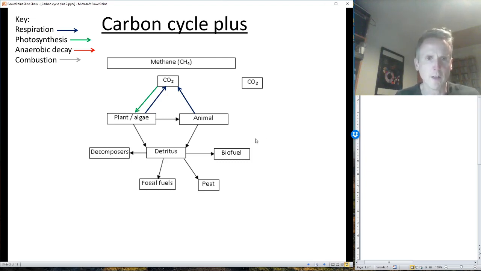Well, I've got plant and algae, they die and become detritus. Well, detritus is just dead stuff. Biofuel is just a fuel, that's not alive. Peat is like a rich soil type thing that we're going to learn about. Fossil fuels aren't alive. Decomposers, they're the bacteria and fungi, they're alive. Therefore, I need an arrow from there going back to CO2 in the atmosphere.